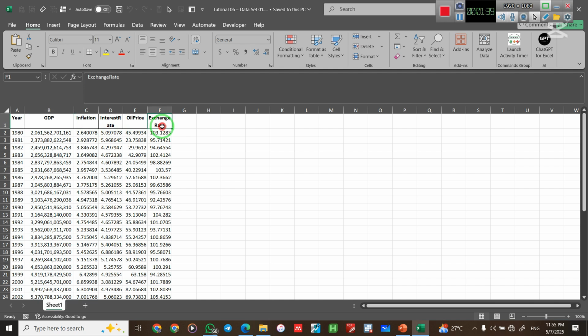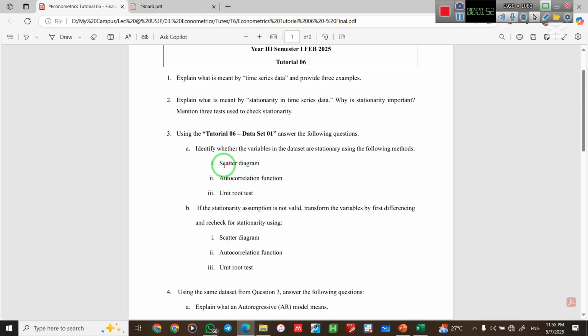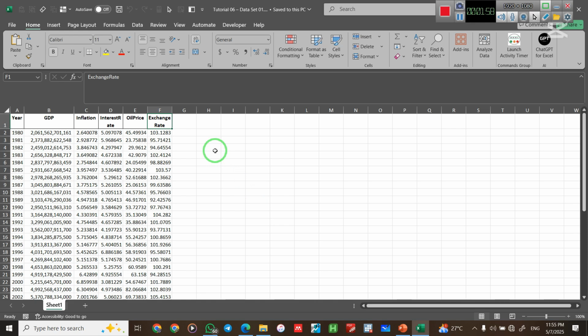So in the question they ask to identify whether all of these variables are stationary or not at their level data, and you have to identify it by 3 methods: a scatter diagram, autocorrelation function and unit root test. And if any of those variables are not stationary at level data, you have to check whether those data become stationary at their first difference, right?